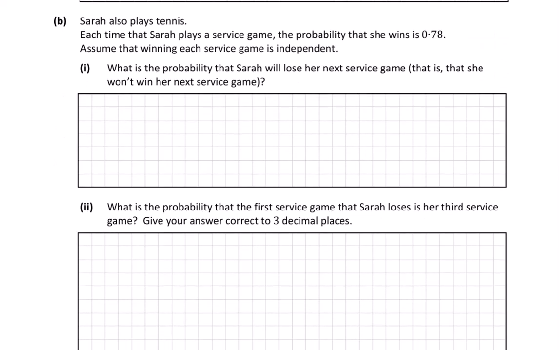Okay, Sarah also plays tennis. Each time that Sarah plays a service game, the probability that she wins is 0.78. Assuming that winning each service game is independent, what is the probability that Sarah will lose her next service game? That is, that she won't win her next service game. Well, if the probability of winning is 0.78, then the probability of losing is equal to 1 minus 0.78, because she can only win or lose in this case. So it's going to be 1 minus 0.78, which is 0.22.